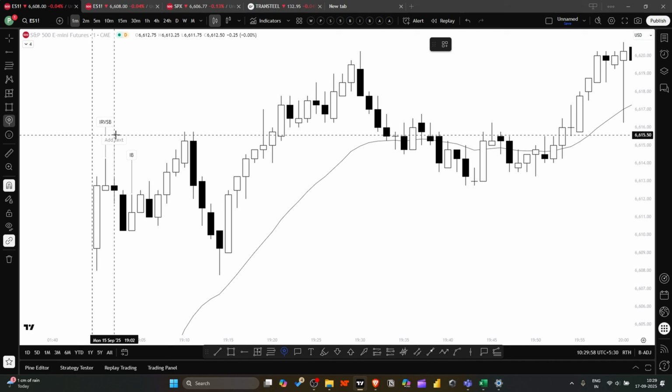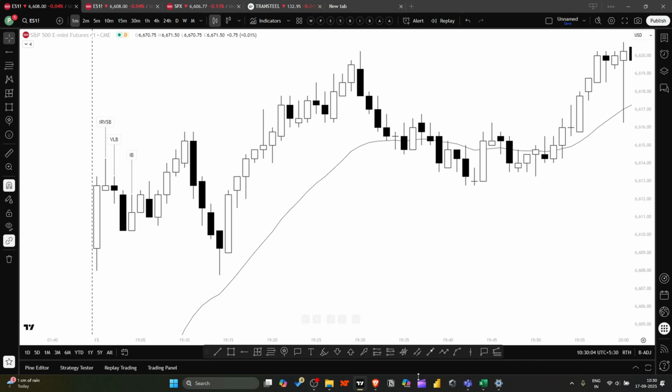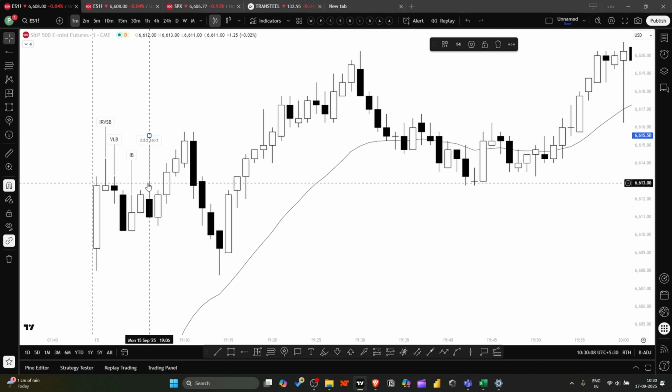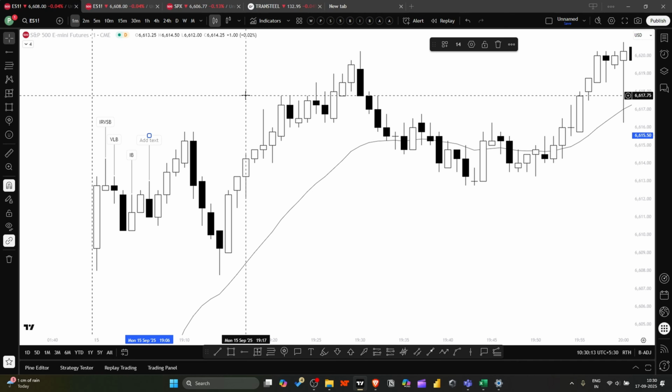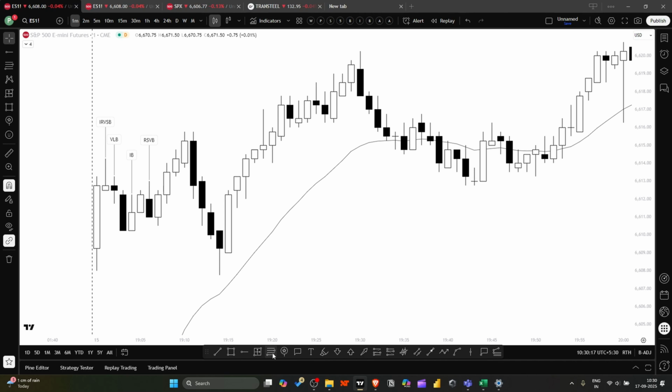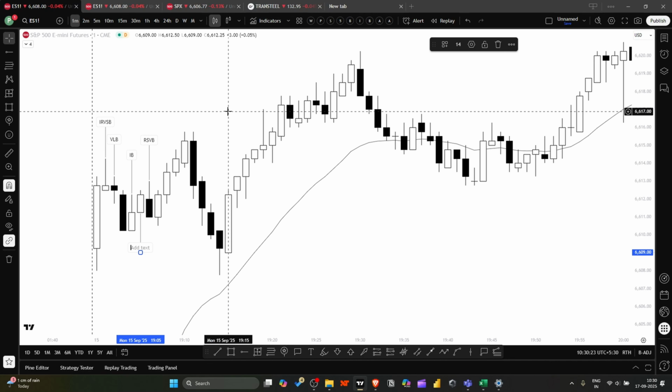Yes, pullback bar. VLB, violation bar. This is a reversal bar. And this bar is an overlap bar. RSVB. Whatever abbreviations you want to use, you can use. Need not be so big also. Overlap bar.